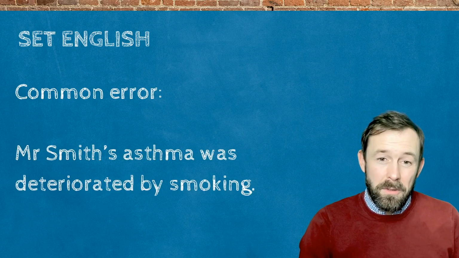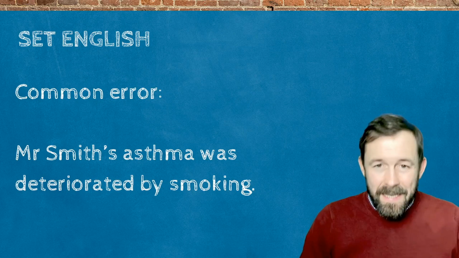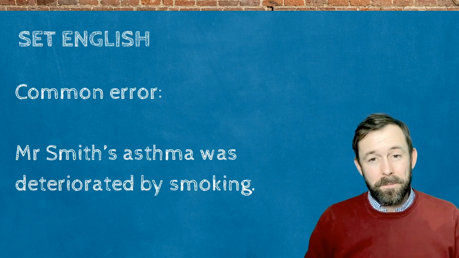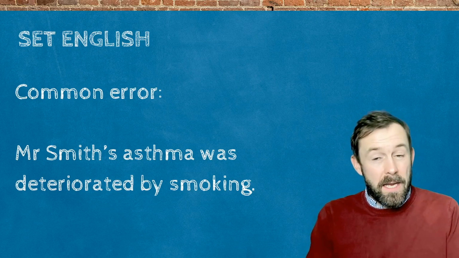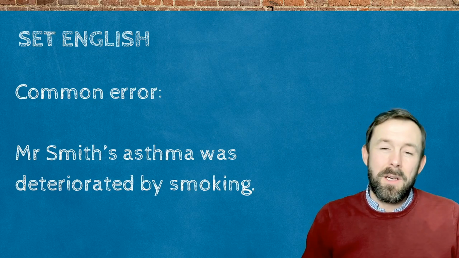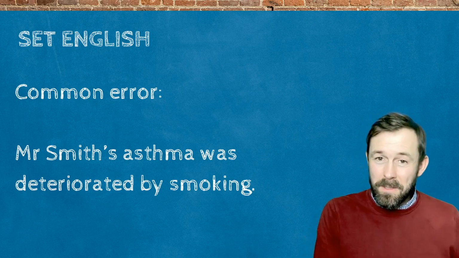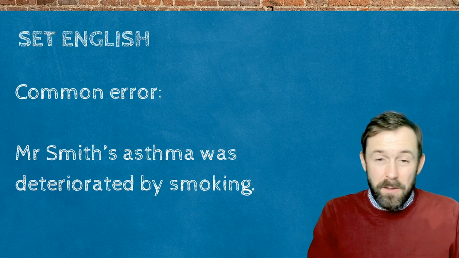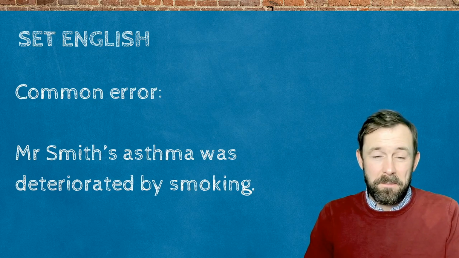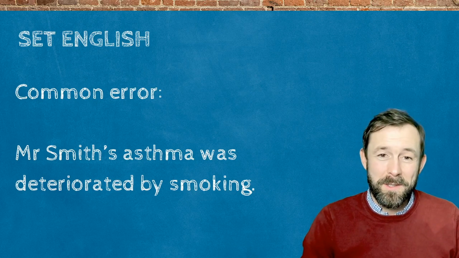Okay, another example. Mr. Smith's asthma was deteriorated by smoking. Here, what we've got is the passive. You can't say that it was deteriorated. You can say it was exacerbated, but you can't say that it was deteriorated. So we've got exacerbate, which affects objects. And we've got deteriorate, which does not affect objects. And that's the difference between those two words.